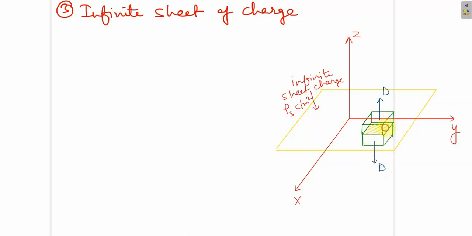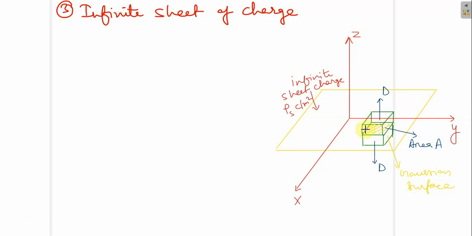Okay, and let us suppose the area of this shaded portion is A. A is the area. Okay, and what is this? This one is the Gaussian surface, because the purpose of a Gaussian surface is that it should enclose the charge element completely. So in this case also, this top surface and this bottom surface are enclosed by a cuboid shape.